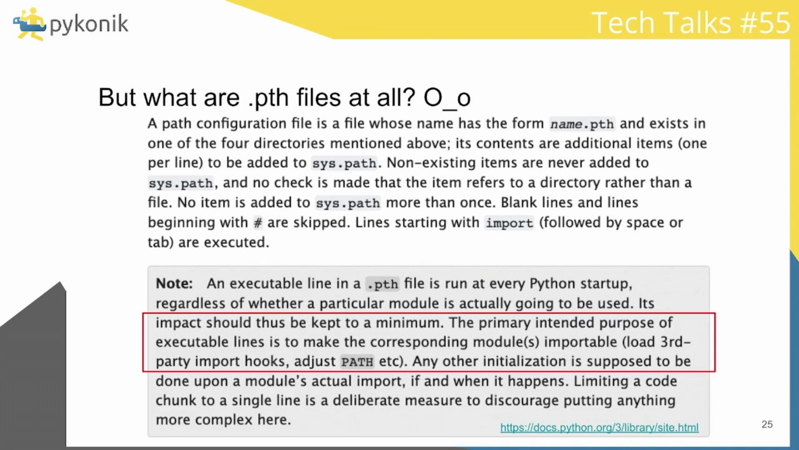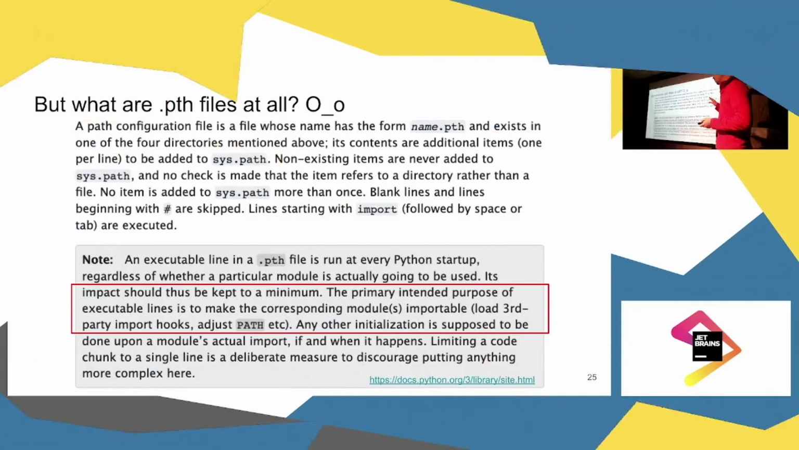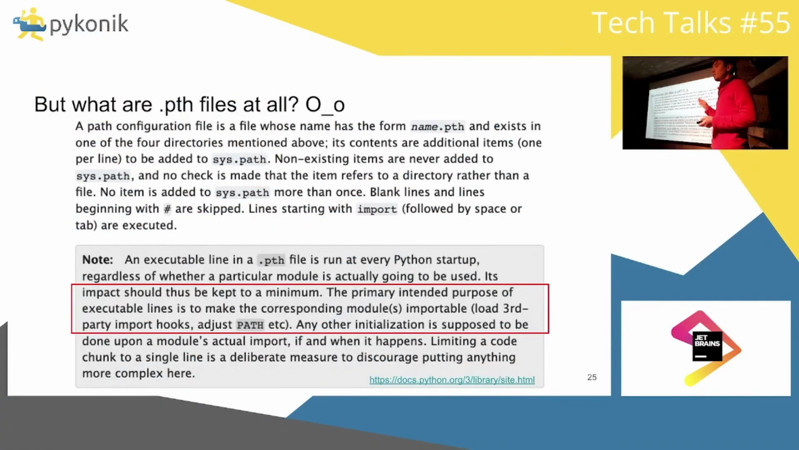There's a reason for that. The primary intended purpose of executable lines is to make corresponding modules importable. Because a module may have some other modules that it wants to import, and maybe those for some reason are not in sys.path, or maybe they want to use import hooks because, for example, things are imported from GitHub or from archive files, because you can do that with Python, by the way. So that's what people do with these PTH files, or at least that's what the documentation says.